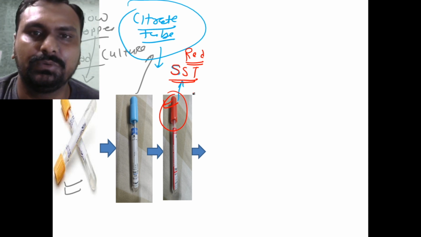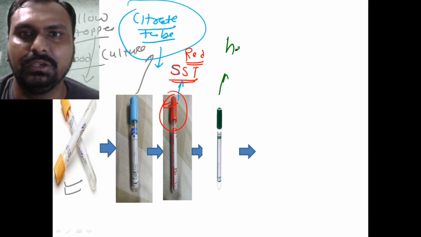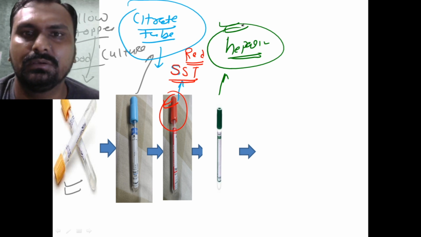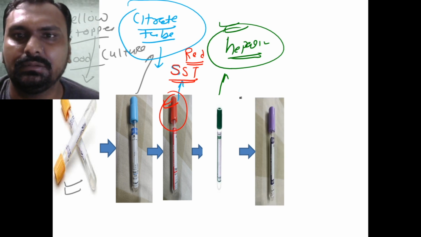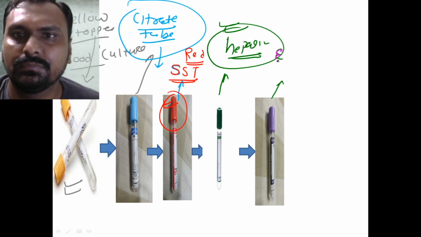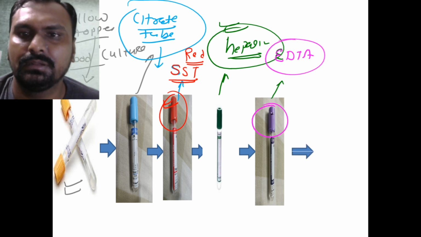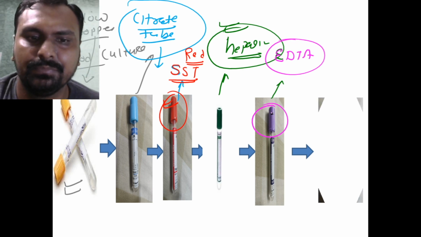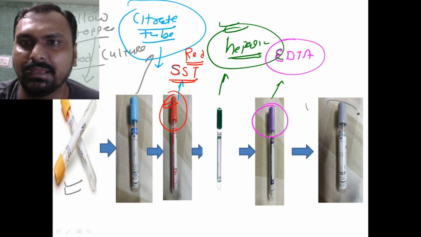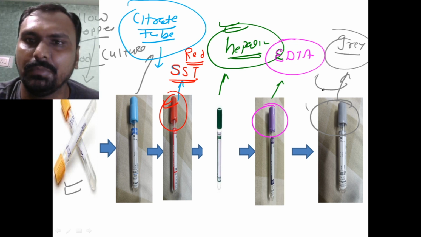After that, we take the blood in the green tube. This green tube is the heparin tube. It is very important for blood gases and many chemistry parameters. After that, we take the blood in the EDTA tube; the stopper color is purple. And lastly, we take the blood in the fluoride vacutainer, which is gray in color and is for the estimation of blood glucose.